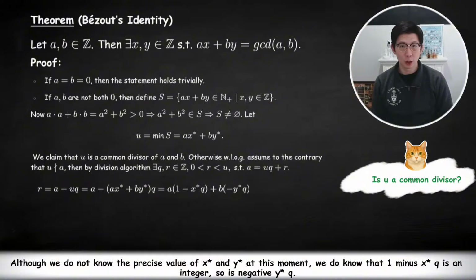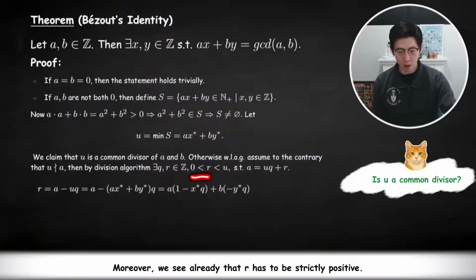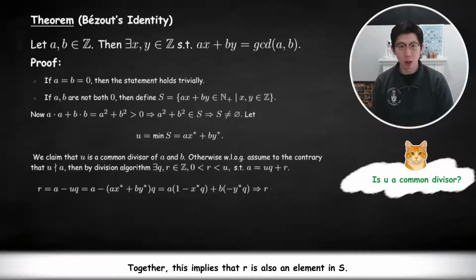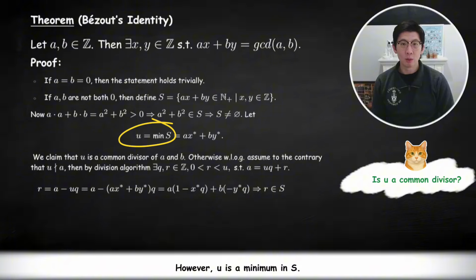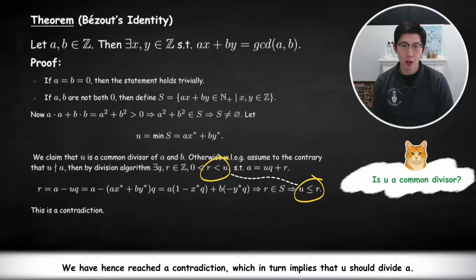Although we do not know the precise value of x star and y star at this moment, we do know that 1 minus x star q is an integer, so is negative y star q. Hence, we have successfully written r as a times an integer plus b times an integer. Moreover, we see already that r has to be strictly positive. Together, this implies that r is also an element in S. However, U is a minimum in S. This means U should be less than or equal to r, and that contradicts the previous conclusion that r is strictly less than U. We have hence reached a contradiction, which in turn implies that U should divide a.